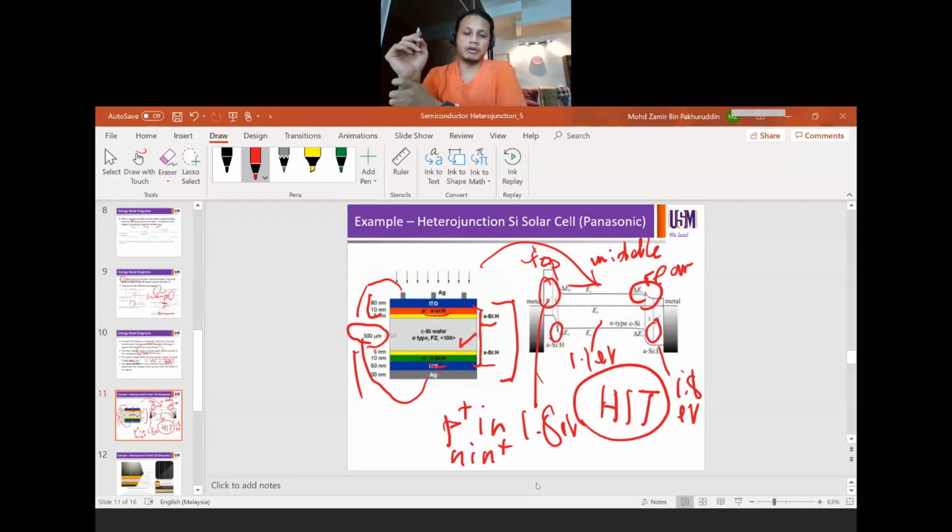So if you look from your left through to the right, we only have one EF. So we only have a single Fermi level. So it's all aligned. That means the device is now at thermal equilibrium, right? Okay, so that's how it's drawn.